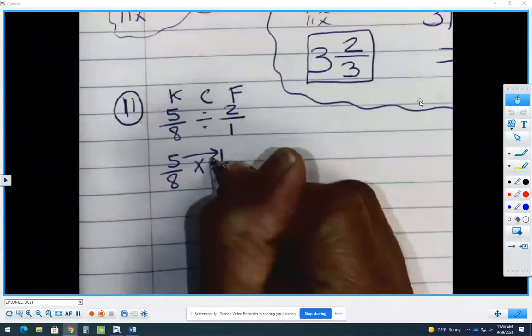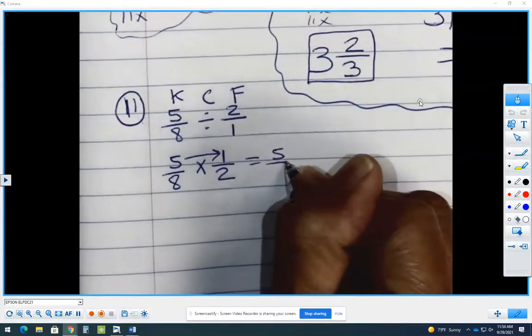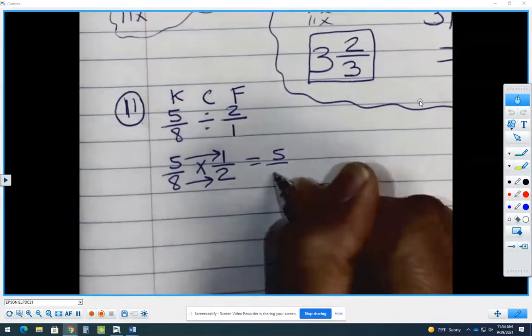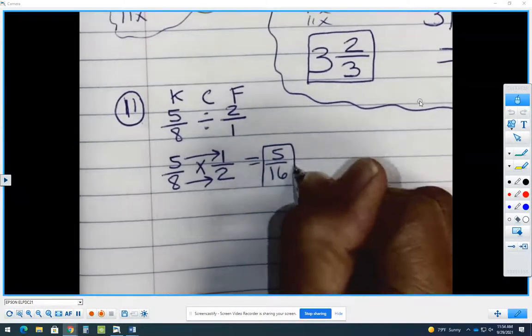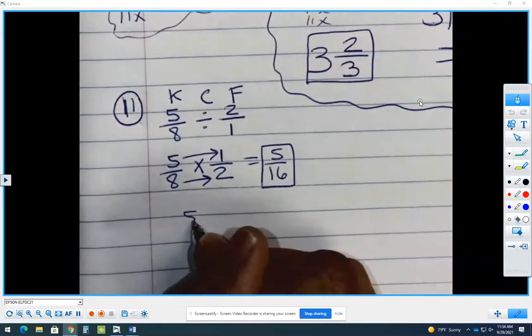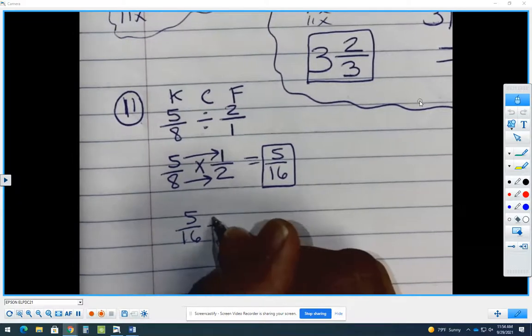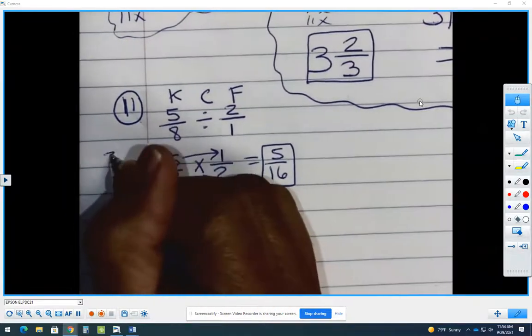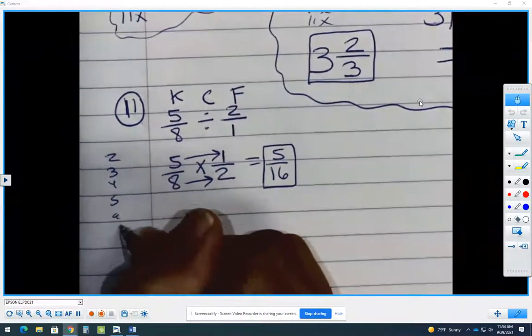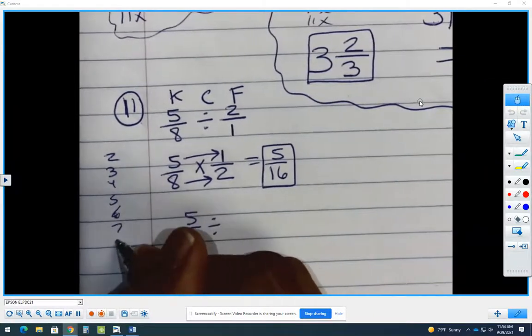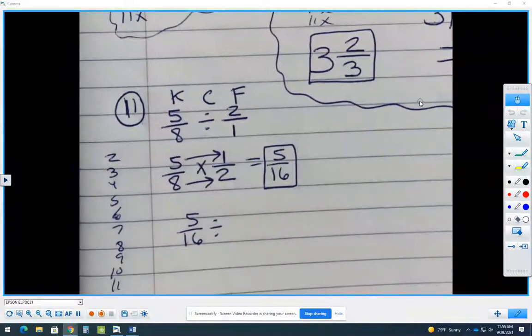What's 5 times 1? 5. 8 times 2? 16. The answer looks like 5/16, but I need to check if I can simplify. So I'm going to check if it's divisible by something. So let me go get the factors: 2, 3, 4, 5, 6, 7, 8, 9, 10, 11.